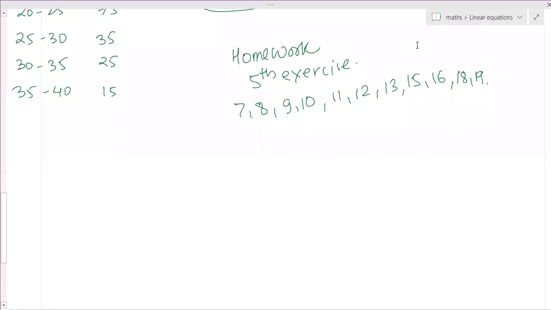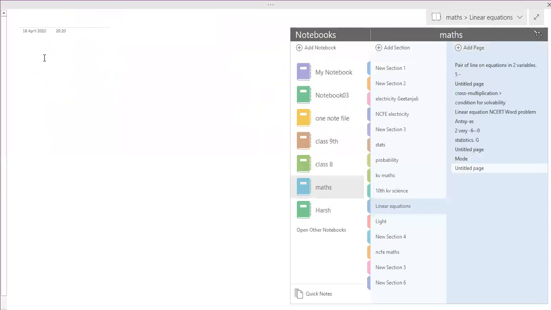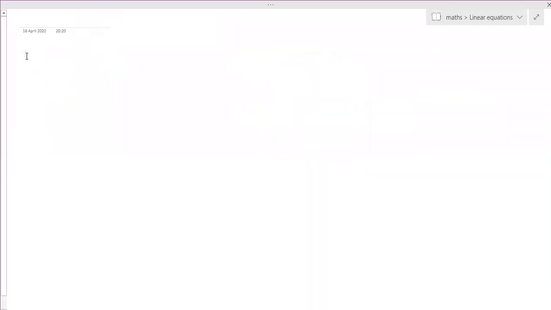We have to start with the ogives, the median graphs. Median graphs are called ogives. There are two types of ogives: one is the less than ogive, and another one is the more than ogive. First is the less than type.